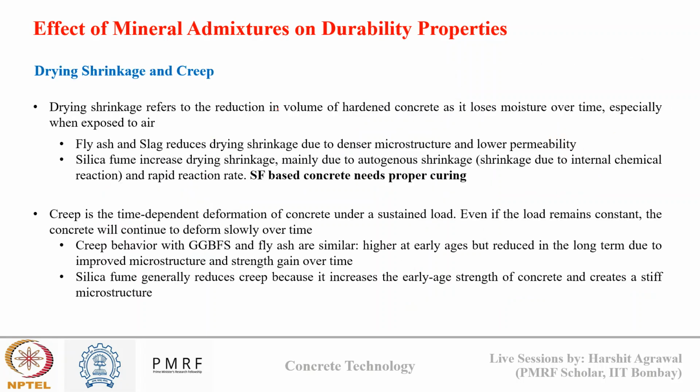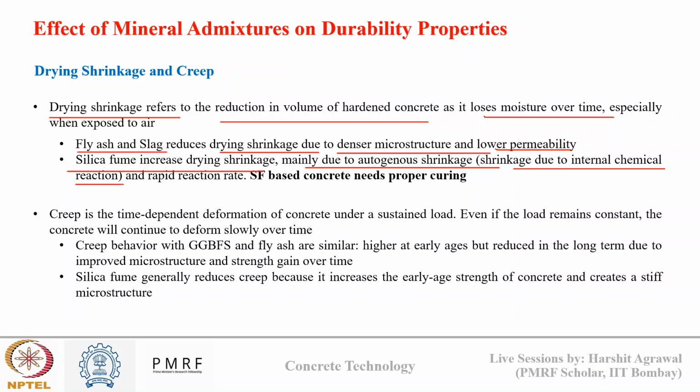Now, after mechanical properties, we have durability properties where we will first talk about shrinkage and creep. So, we know that drying shrinkage refers to reduction in volume in hardened concrete due to loss in moisture. And fly ash and slag, they reduce the drying shrinkage by making concrete denser and less permeable. However, silica fume increases drying shrinkage. Why? Because of autogenous shrinkage, shrinkage due to internal chemical reaction.